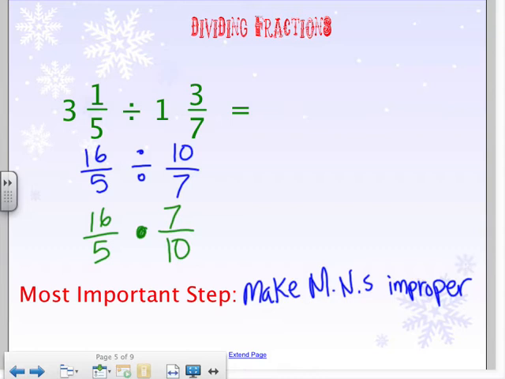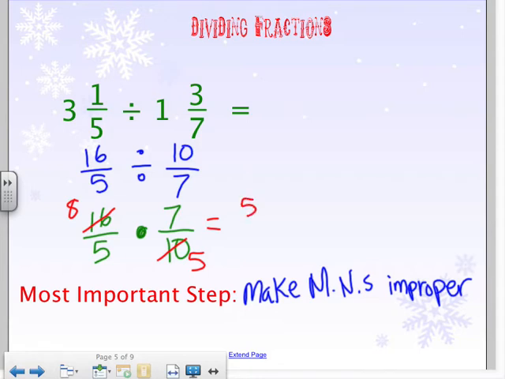It takes another second longer than trying to do them together, but you're less likely to make a mistake. When you're trying to make them improper and flip it in your head all together in one step, that's when you're going to make mistakes, okay? So please just write down those steps. Take your time so you get the right answer. All right, we're going to look to simplify. They can both be divided by 2, and that's it.